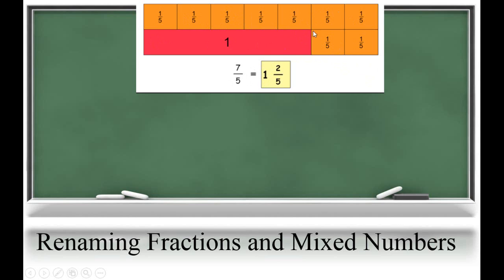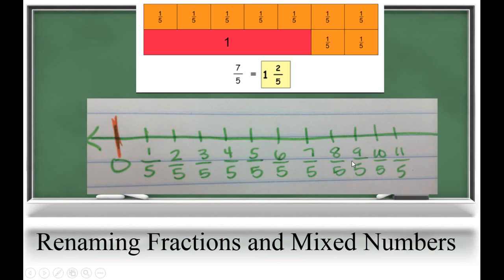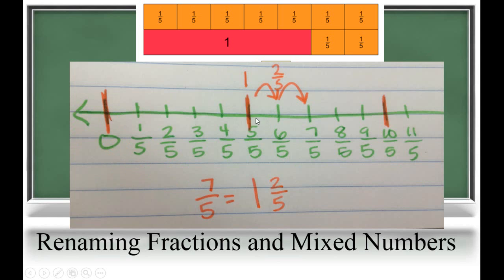Let's look at how students could do this on a number line instead of using fraction strips. The student could draw their number line out, and then they could section off 5/5 is 1 whole, and count how many more fifths it takes to get to 2 wholes. So we have 1 whole and 2/5.